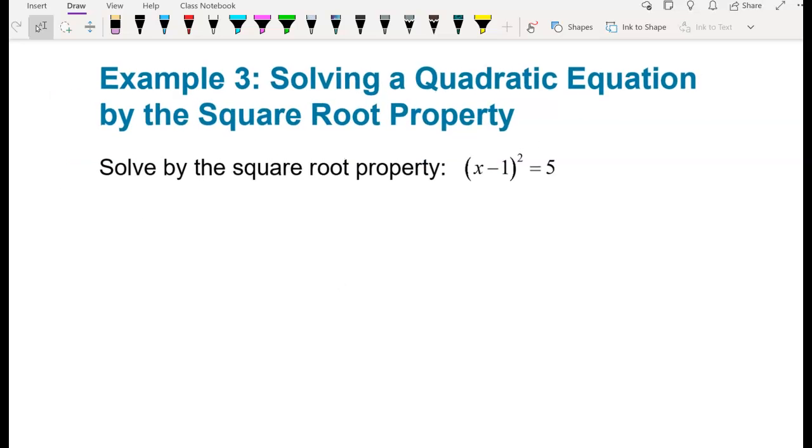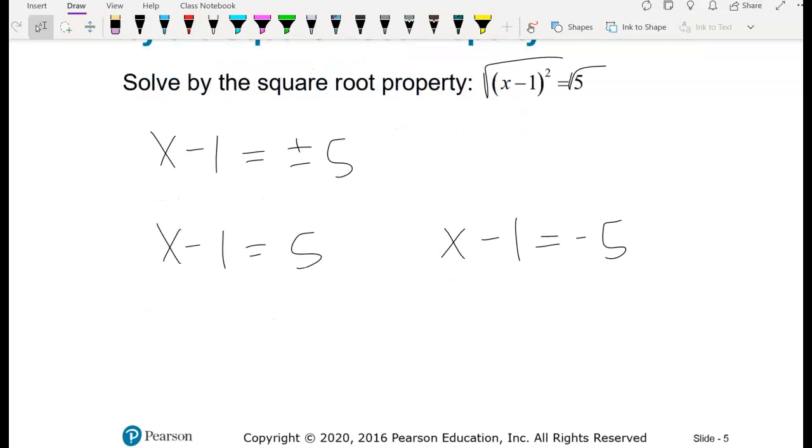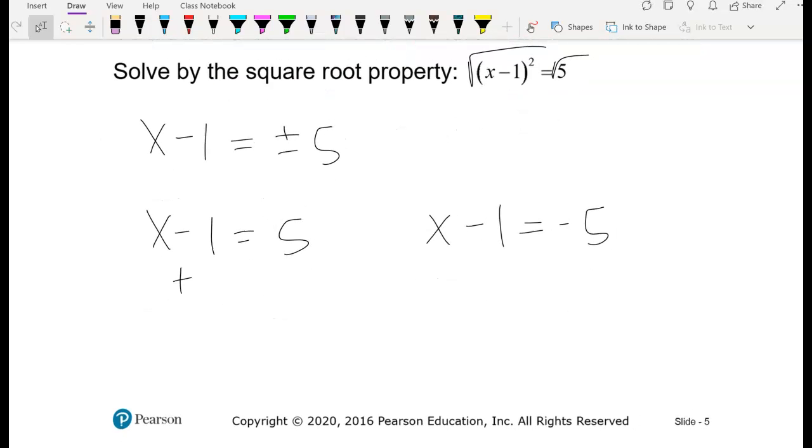Next, this is by itself already, so we just square root each side. So we have x minus 1 equals plus or minus 5. So what that means is that we're going to set that equal to 5, and then the other equation equal to negative 5. So you split up the two equations. So then we're going to add 1, so we get x equals 6.